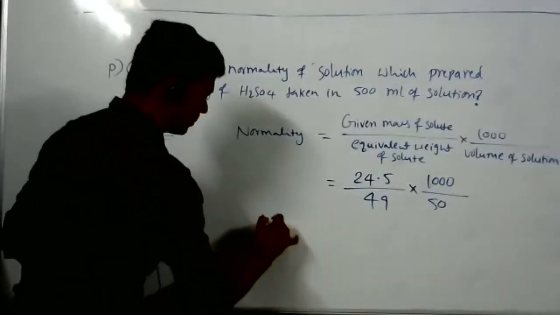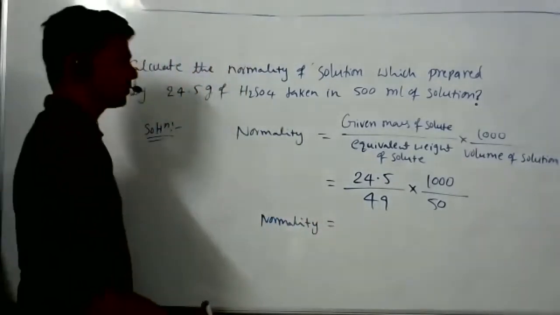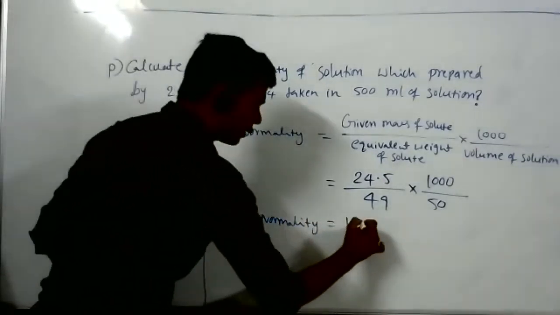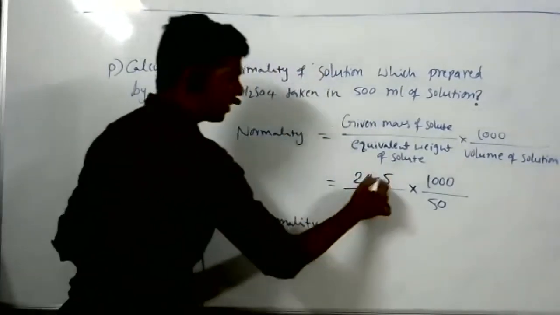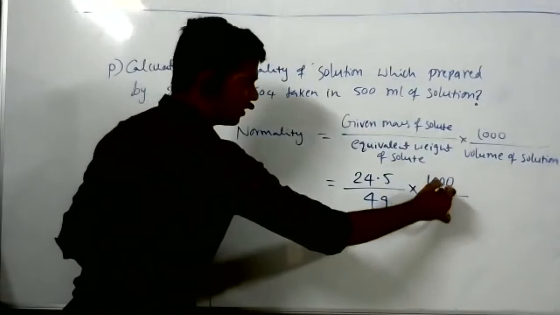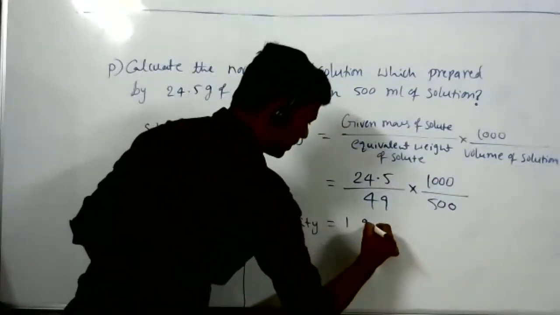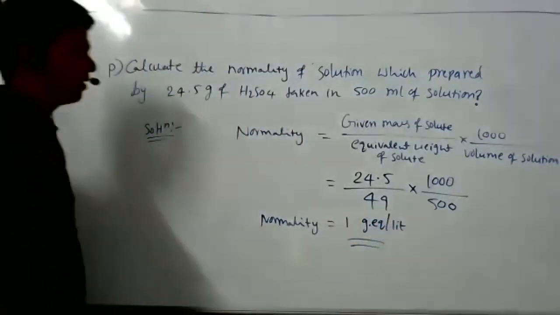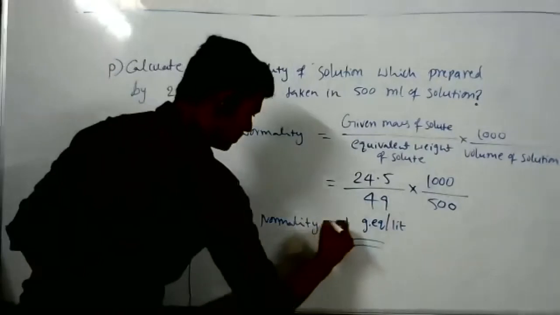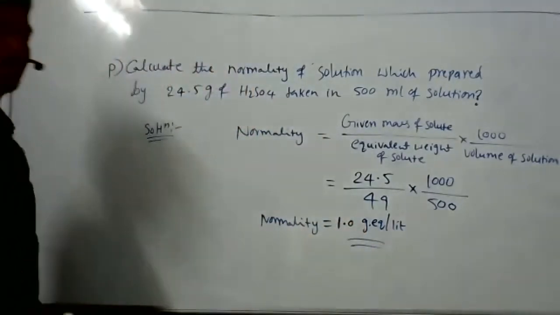So normality, how much? The 24.5 by 49 gives 0.5, and the 1000 by 500 gives 2, so they cancel. So 1 gram equivalent per liter. For accuracy, write 1.0 gram equivalent per liter.